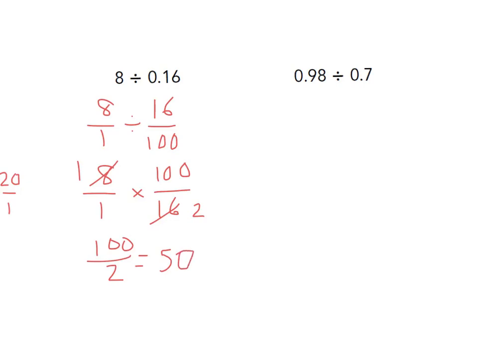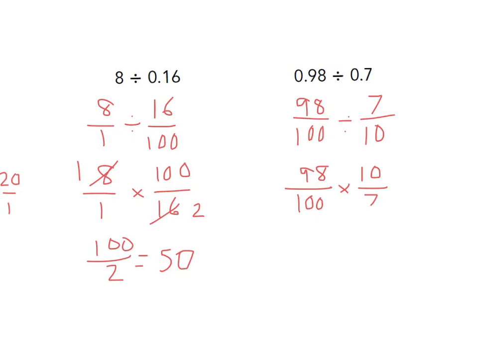The last one, 98 hundredths divided by 7/10. I'll write it just the way it sounds. 98 100ths divided by 7/10. I would treat it just like other fractions and do 98 over 100 times its reciprocal, which is 10 over 7. See some shortcuts here. I see that 10 and 100 are both divided by 10, so that becomes 1. That becomes 10. I know that 7 and 98 are both divisible by 7.